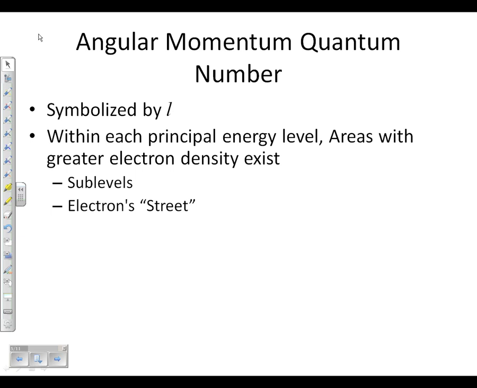Within each principal energy level, areas with greater electron density exist. Like we said, within the big city of Cleveland, there's Lakewood, where there's more density, and then there's Westlake, where there's not as much density, and then there's the Big Creek Reservation of the metro parks, where there's almost no density. Within that big ring, it's not evenly spread out where we'll find electrons.